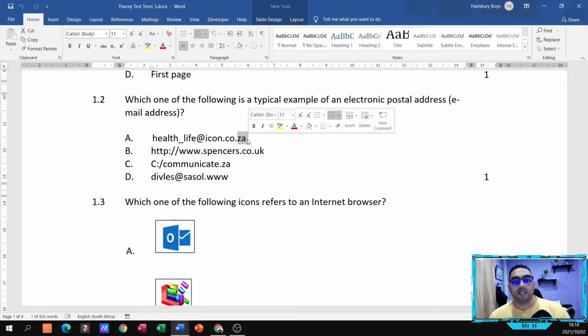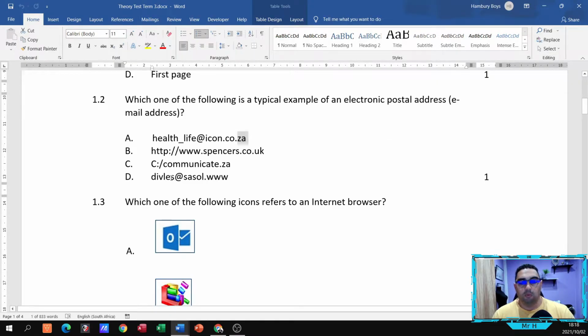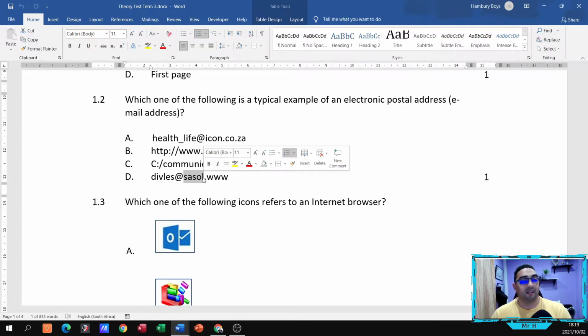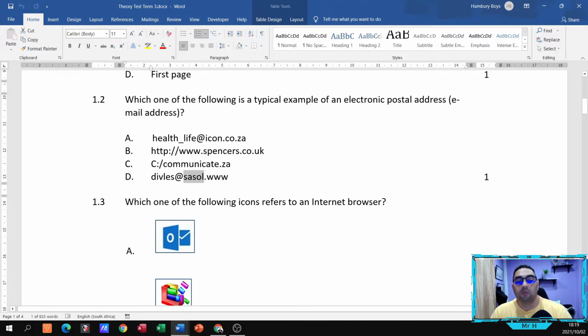By using the same principle, let's look at D. Do I have a username? Yes. Do I have the @ symbol? Yes. So where does that username reside? It resides at Cecil. That's all fine until I get to the next step, which is now saying .www. That's not a domain name at all, which means D is incorrect. So it's going to be A.